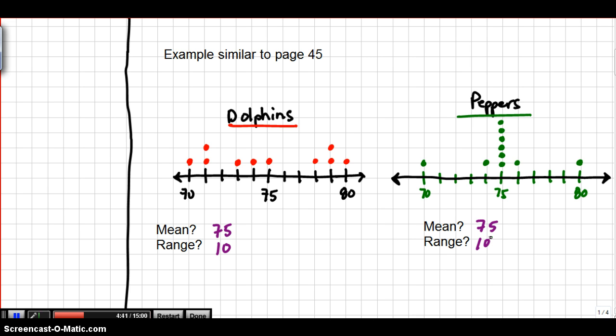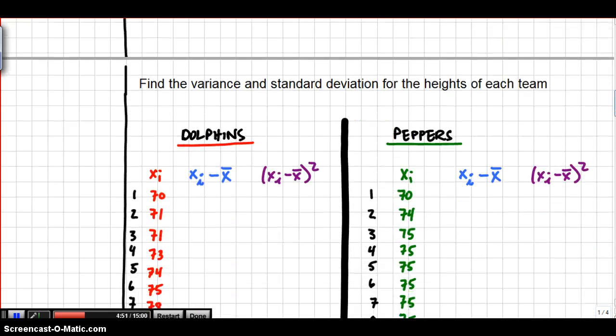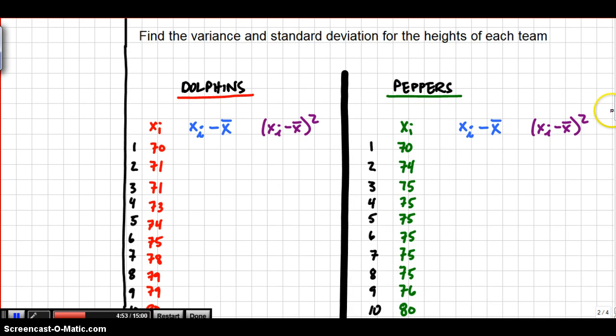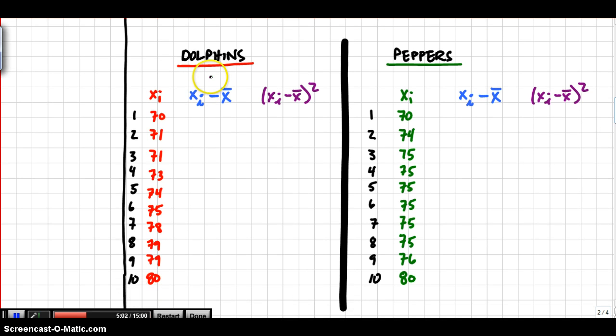So it's oftentimes helpful to calculate other measures of center or spread to help you compare the two sets of data. What I'm going to have students do next is calculate the variance and the standard deviation of the heights of each team. I'm going to have the video explain how to do the dolphin team step by step, and then the students are going to complete the pepper team on their own, and then they can use the video to check their work.